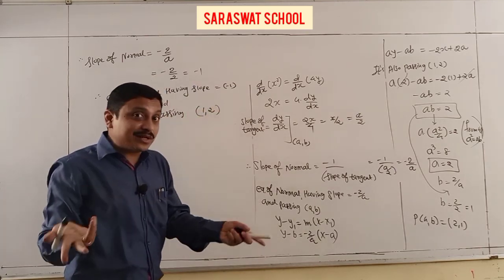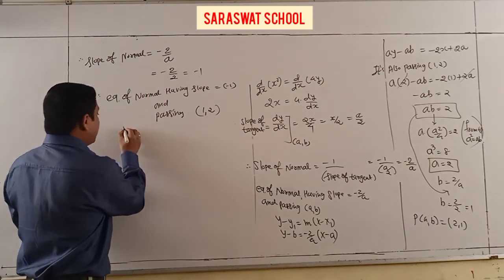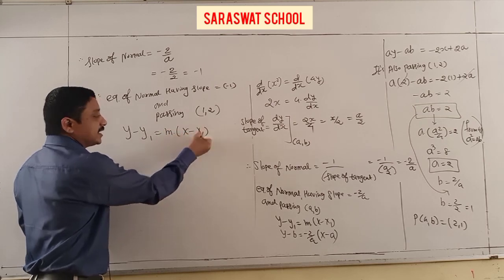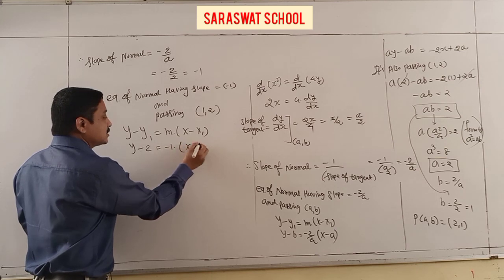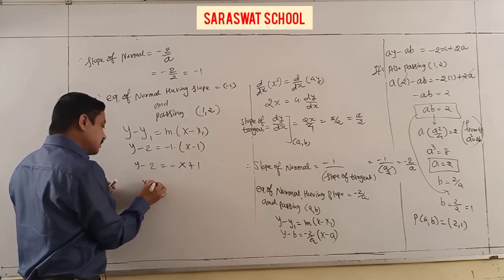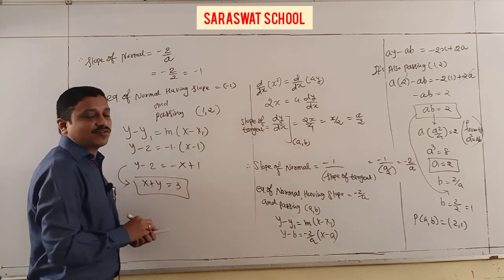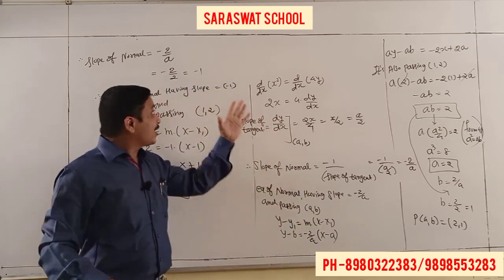If you take 2 comma 1, the true answer also comes, but here I take 1 comma 2. So y minus y1 equals m times x minus x1, with y1 as 2, slope minus 1, and x1 as 1. My result is very simple: x plus y is equal to 3. And here, students, our equation of the normal is completed.